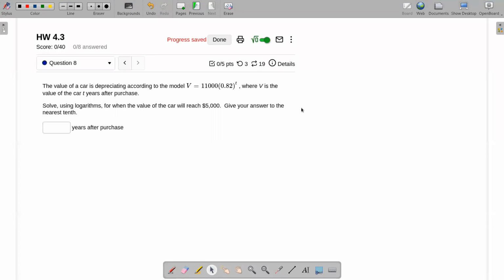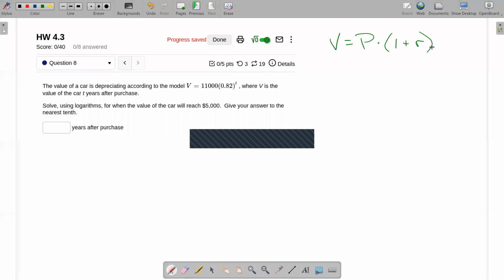So we have a value of a car that is depreciating according to this model here. What does this model tell us? And then we'll try to solve the equation. Notice the base here. This is related to the formula that the value of the car is going to be equal to its present value times 1 plus the rate of change raised to the power t.